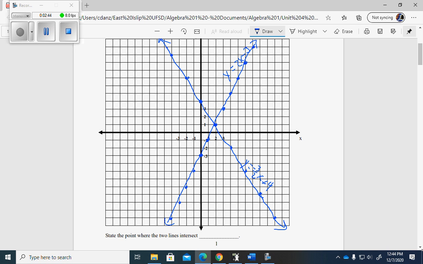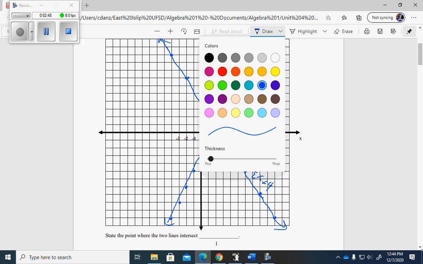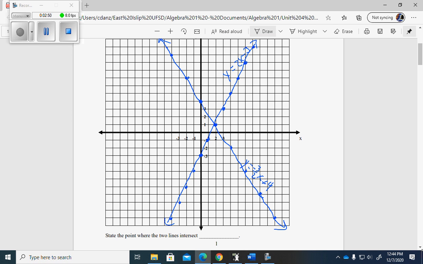And then underneath the graph here, it says state the point where the two lines intersect. So the point where they intersect is this point, and that's the point (2, 1). Remember, it's called an ordered pair. Order matters. That order is important. (2, 1). And there we go. We're going to take some additional notes. That point of intersection is called the solution to the system.